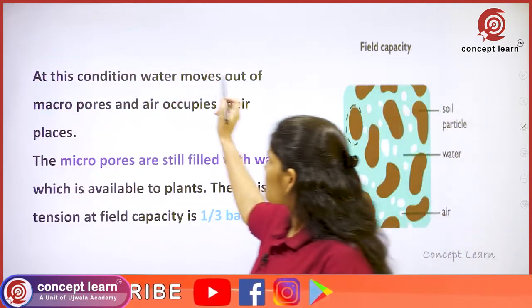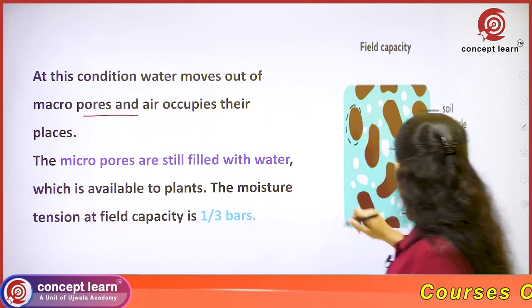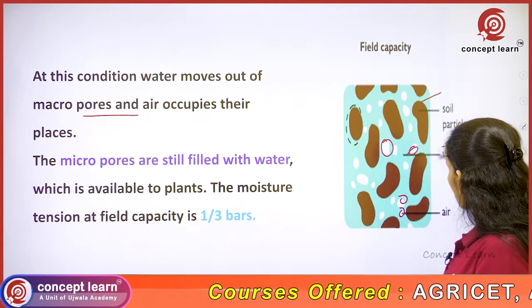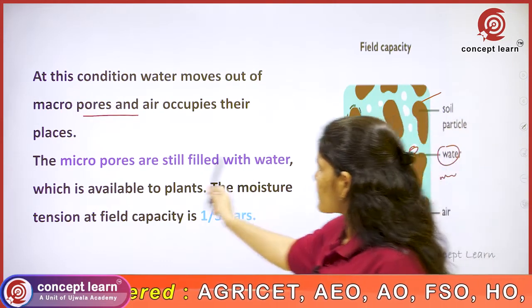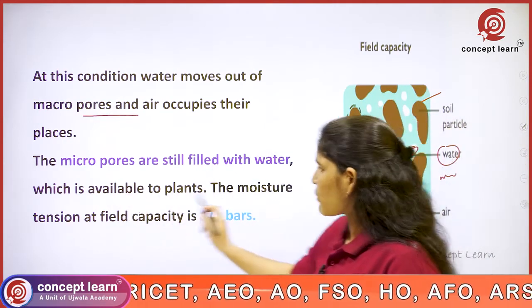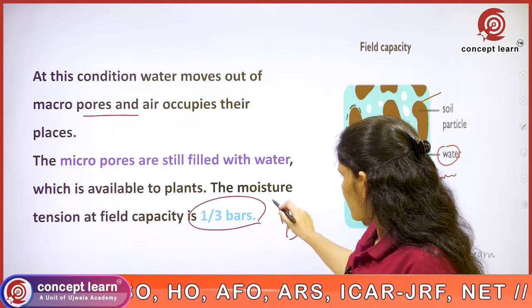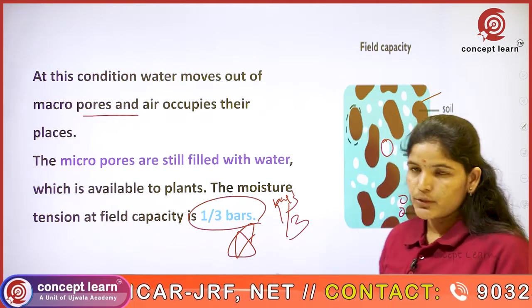At this condition, water moves out of macropores and air occupies their places. Here the macropores are completely filled with air, and the water is held in the micropores. The micropores are still filled with water, which is available to the plant. The moisture tension at field capacity is 1/3 bar. This is important for the exam. At field capacity, water is held in the soil with 1/3 bar tension.